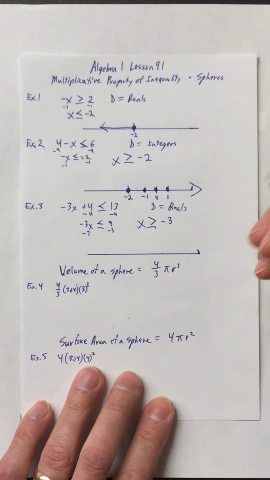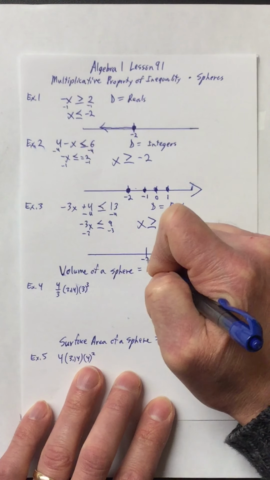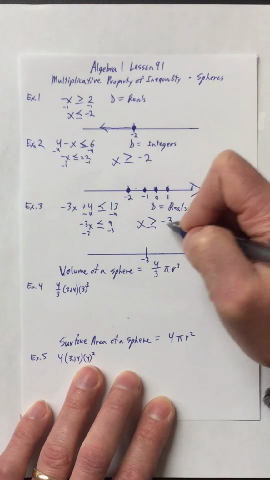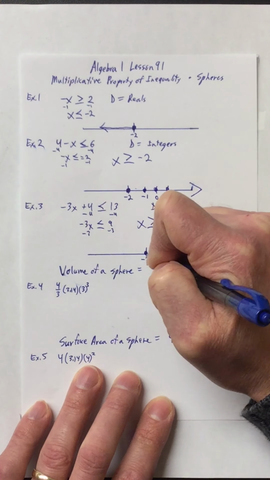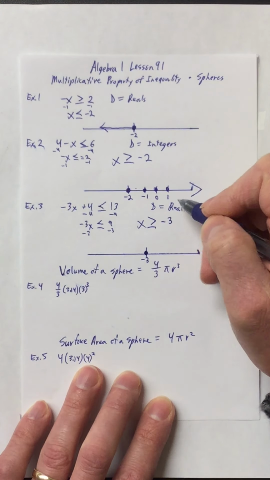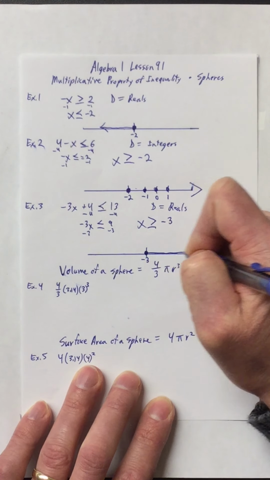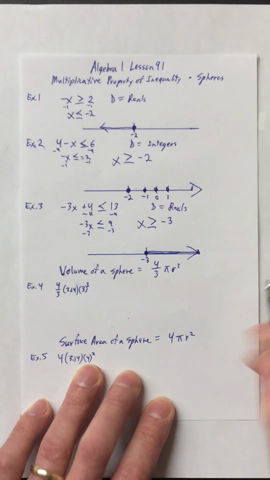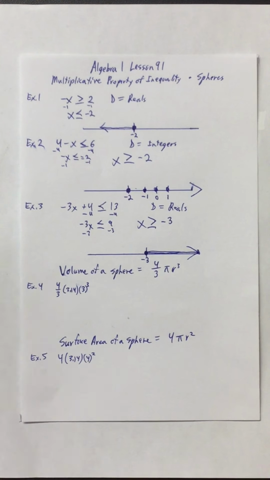So let's graph that. Let's put a negative 3 on my graph there. It is equal to it, so put a closed circle. X is anything larger than. My domain is all real numbers, so it's a solid line and going to the right. All right, I think those are pretty straightforward. You should do well with those.